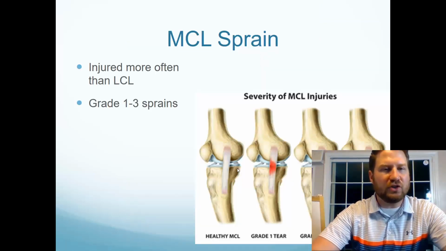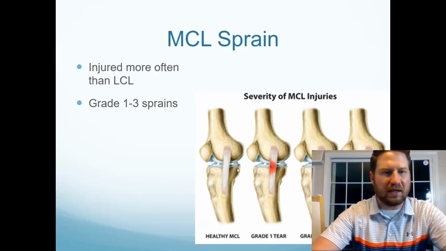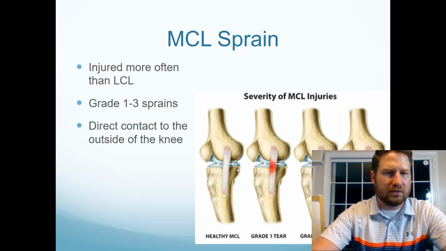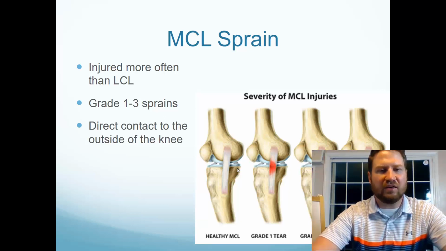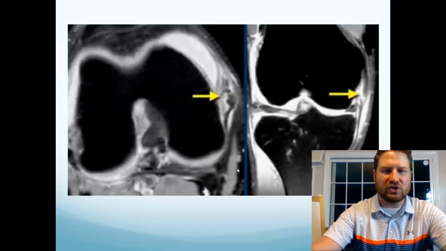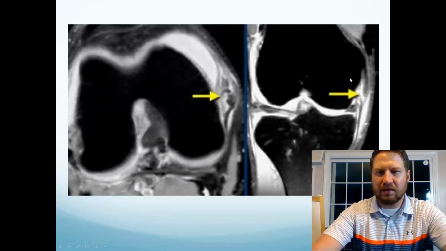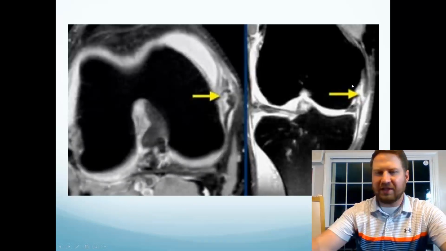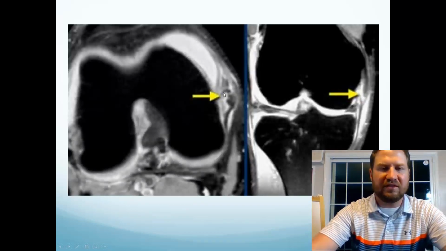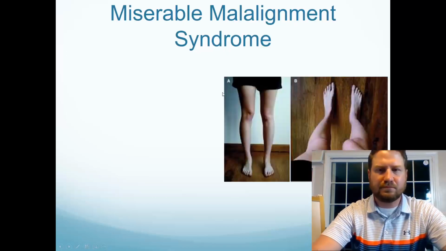MCL sprain, injured more often than your LCL, just because it is a more common mechanism of injury. Direct contact to the outside of the knee, creating a valgus stress. And on the MRI, you see the deficiencies in it.